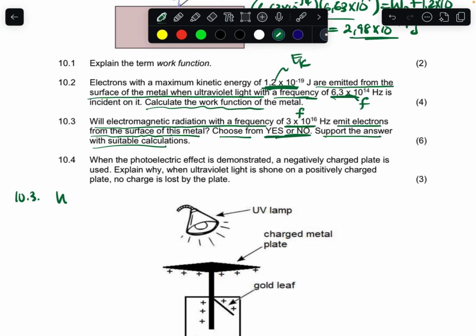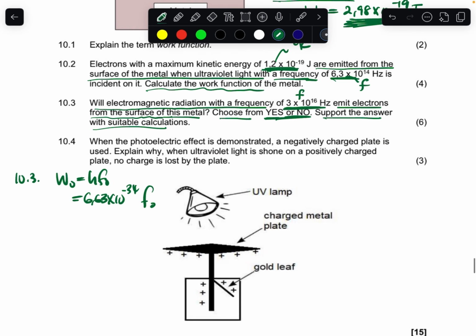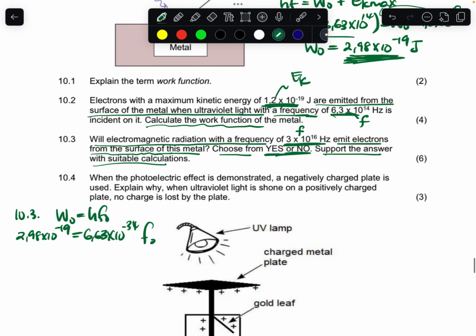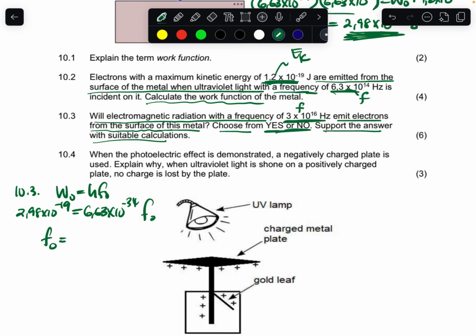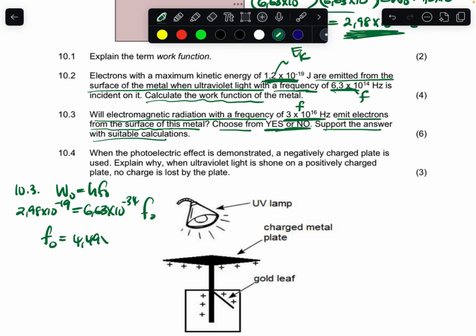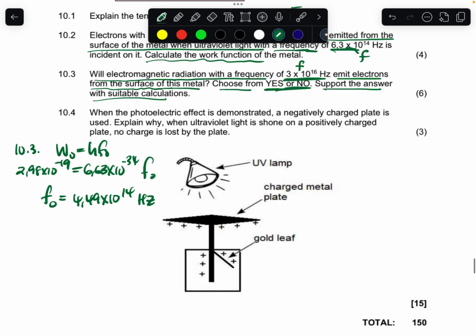So we say the work function is equal to Planck's constant, 6.63 times 10 to the power negative 34, times the threshold frequency. We are looking for the threshold frequency so that we can compare with the frequency of this light. We do have the work function, 2.98 times 10 to the power negative 19, and then we divide by Planck's constant. The threshold frequency is going to be 4.49 times 10 to the power 14 hertz. And then now we can conclude and compare.